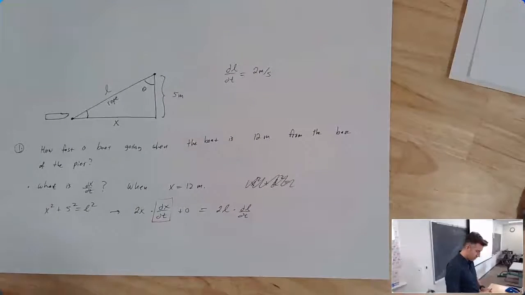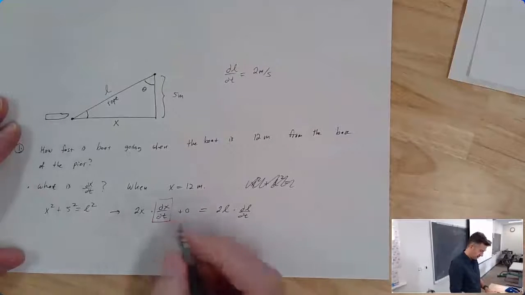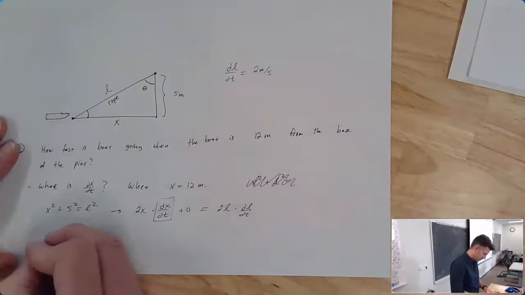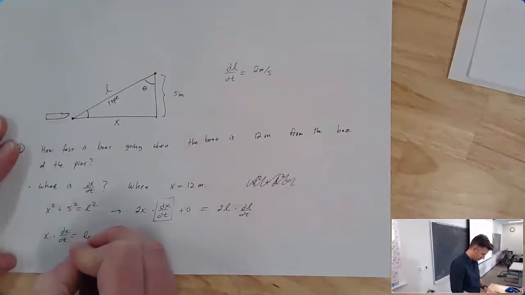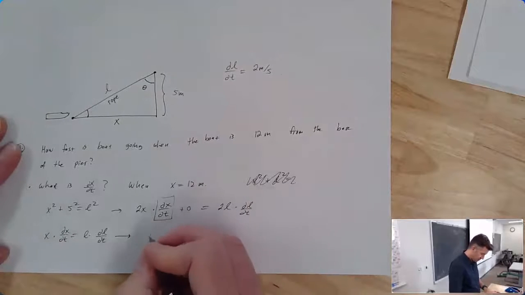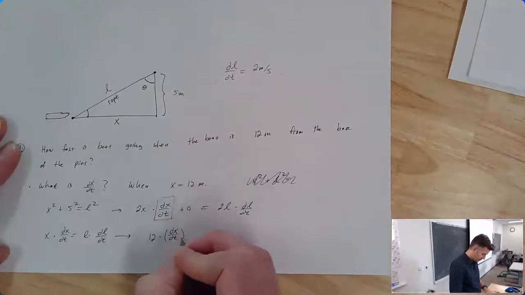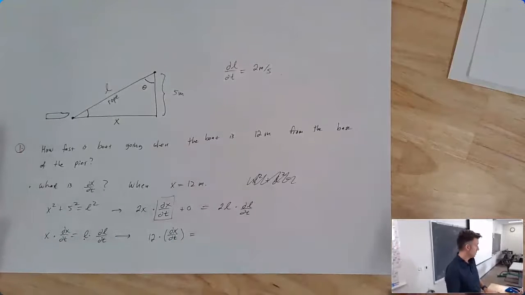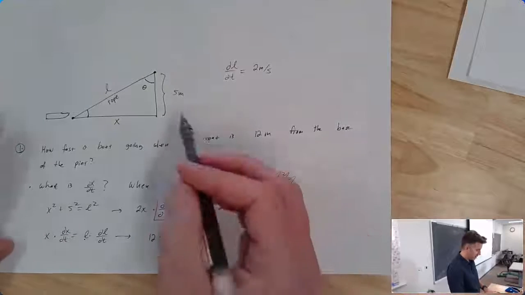And I can. So what I'm going to get here is that I can cancel the 2's. I feel like we should. So I'm going to get x times dx/dt is equal to L times dL/dt. And if we plug in, we know that x is 12. dx/dt is what we're trying to find. And then it's equal to, let's see, L we don't know. So we have to do the work to find it, but this is a 5, 12, 13 right triangle.